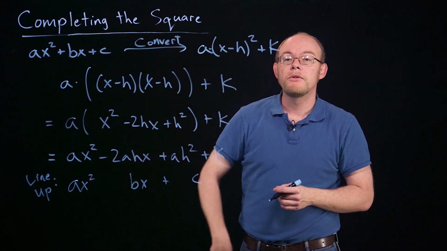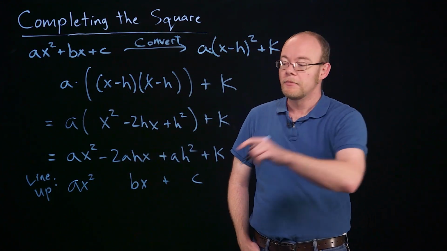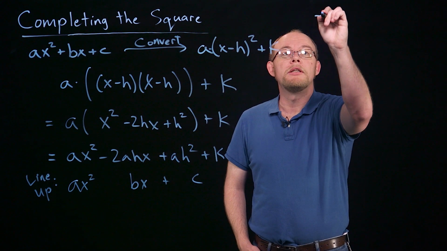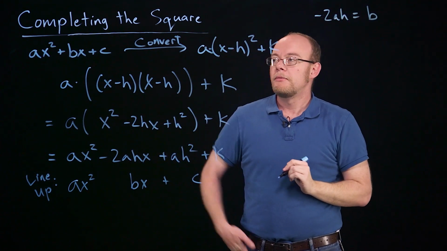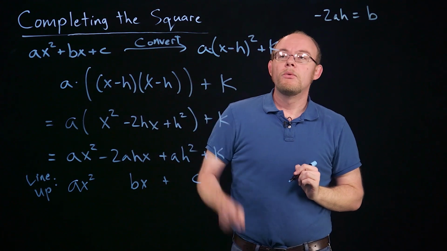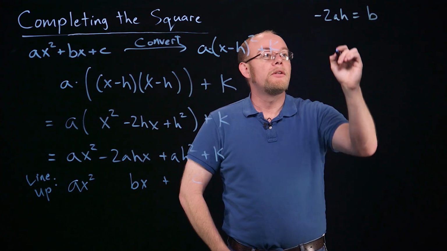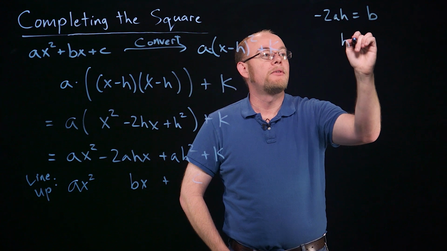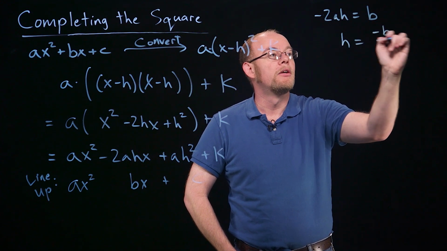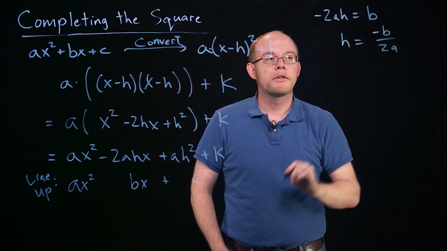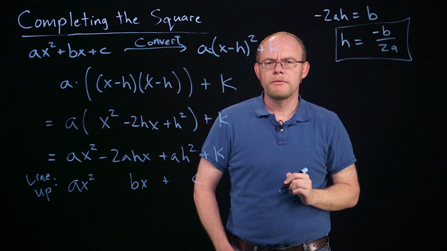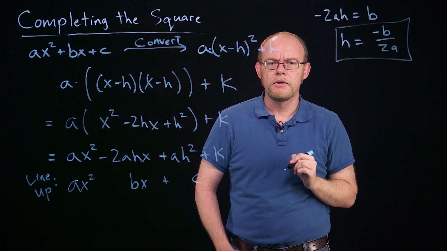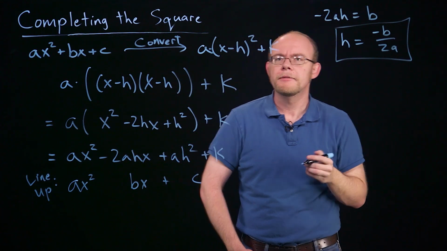The next thing we need to do is find the h in terms of b. And if you line these two bits up, you get negative 2ah is equal to b. Now, if we're given a, b, and c, we want to find h. So the way to do that is we divide both sides by negative 2a, and we get h is negative b over 2a. Okay? And that'll give us the first form. So this is actually the formula for the x-coordinate of the vertex of a quadratic.